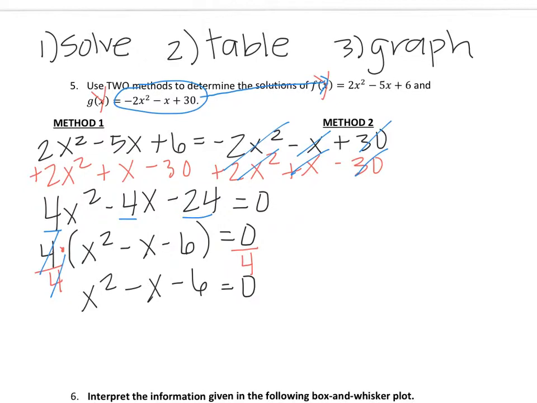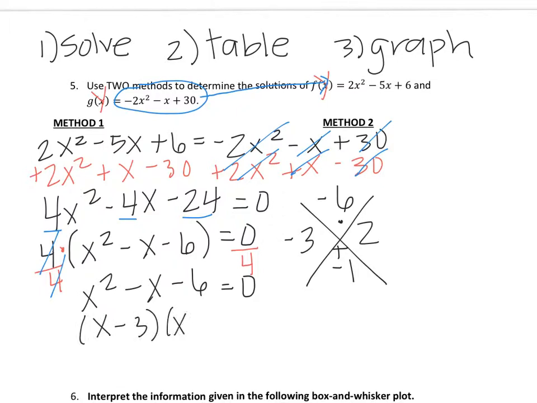Then I can use my diamond method, which puts negative 6 on top and negative 1 on the bottom. If you're thinking about numbers that multiply to negative 6 and add to negative 1, that's going to be negative 3 and 2. I don't have to divide by a since a is 1, so my factors are going to be x minus 3 and x plus 2 equals 0.